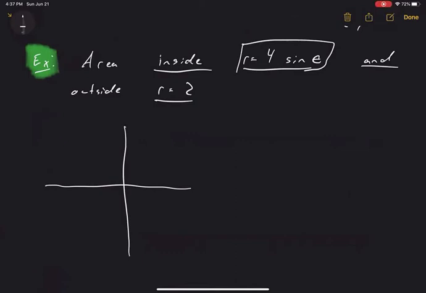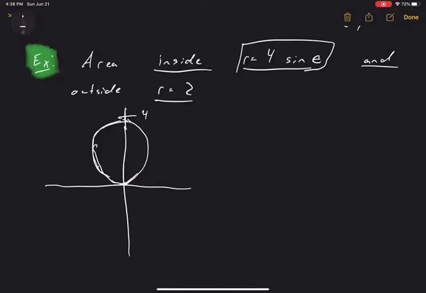At angle 0, my circle is at radius 0. It starts here, and as the angle gets bigger, my radius gets bigger, and so at pi over 2, it's up here at 4. Then it loops back down. It's a circle like this that goes up to 4, and it's completely above this horizontal axis.